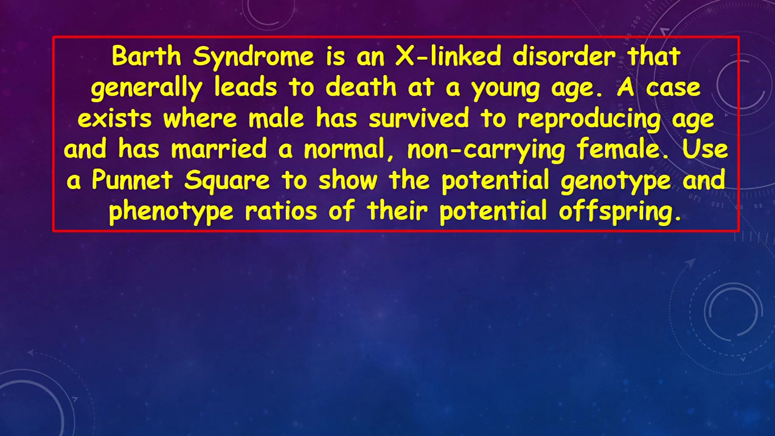Okay, one more question. Barth Syndrome is an X-linked disorder that generally leads to death at a young age. A case exists where a male has survived to reproducing age and has married a normal, non-carrying female. Use a Punnett Square to show the potential genotype and phenotype ratios of their potential offspring. Right, pause, do it for yourself.